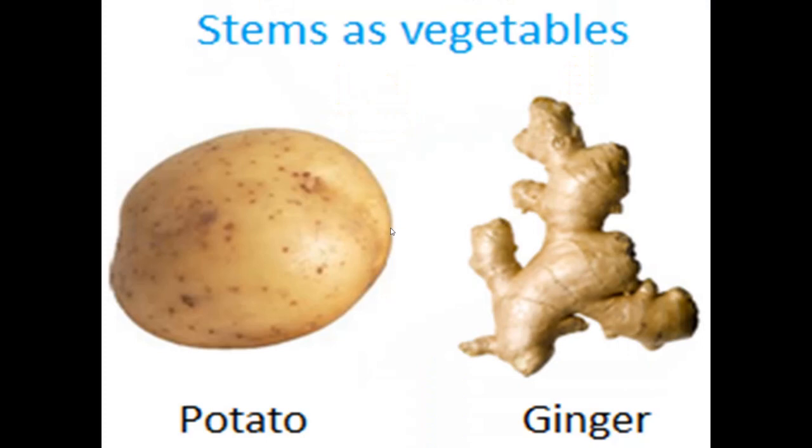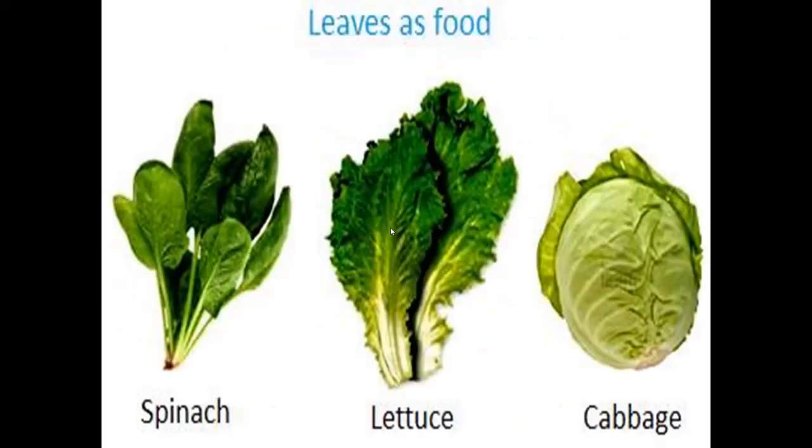Here is potato and ginger. Potato and ginger are examples of vegetables that are actually stems. So we eat even the stem of the plant. Stem is a part of the plant and we eat this stem as vegetables. Examples of stems that are eaten as food are potato and ginger. There are many other examples also.